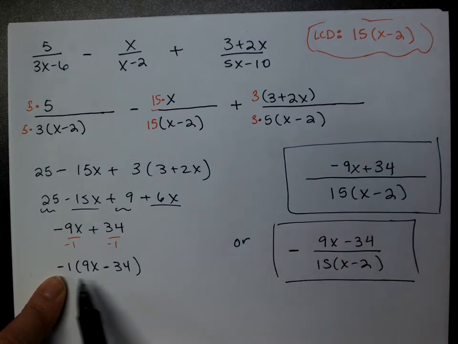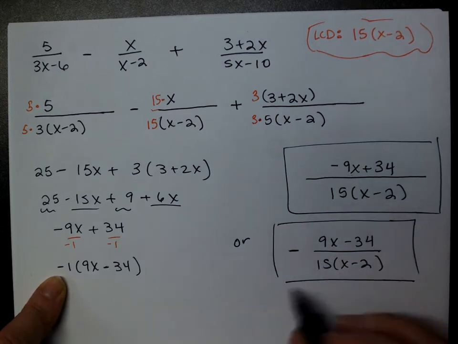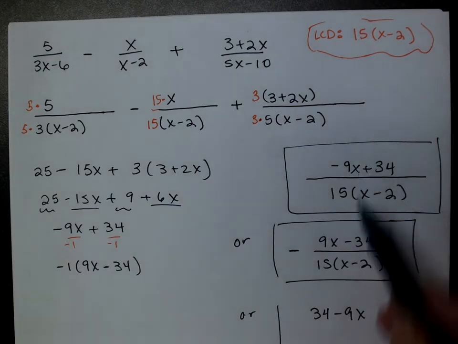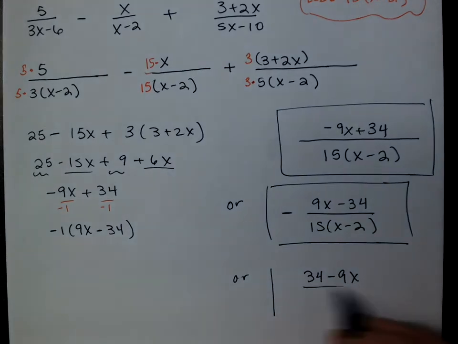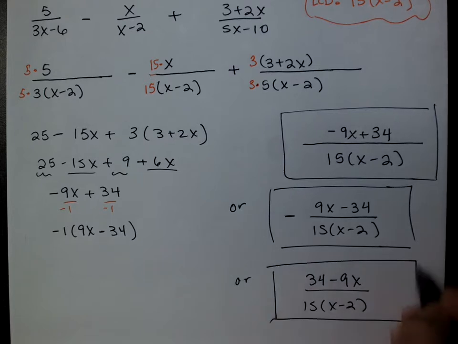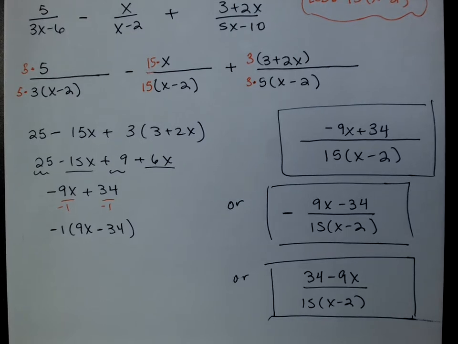Or you don't have to pull out that -1, but maybe you just don't like having that leading negative, so you might write it like this: 34 minus 9x. See, it's still positive 34 and -9. So you could just turn it around if you want, then you don't have that leading negative. It's still 15 times x minus 2. All of these are mathematically correct. I just want you to recognize why they all are the same thing. That rule of -1. Okay?